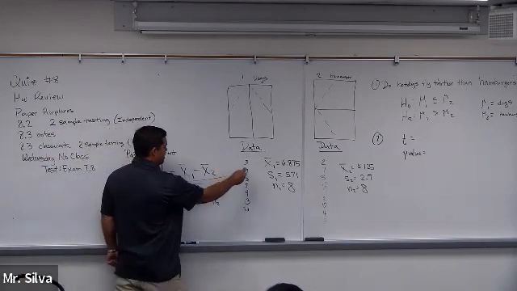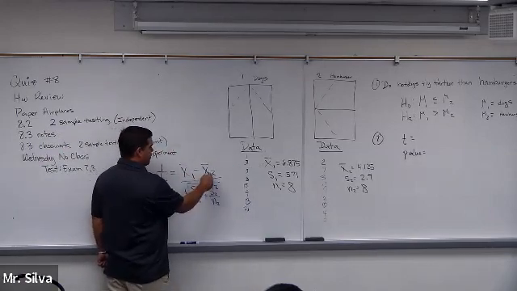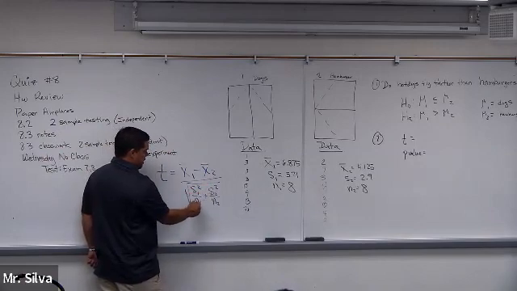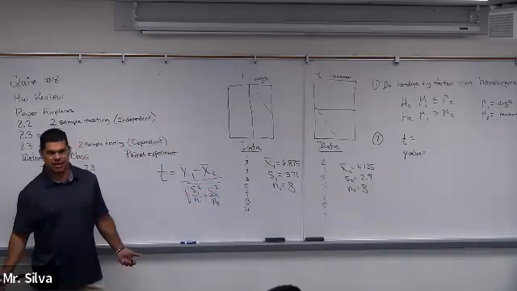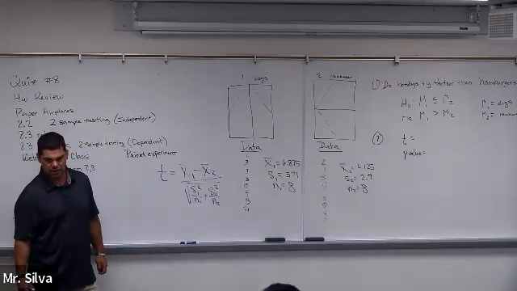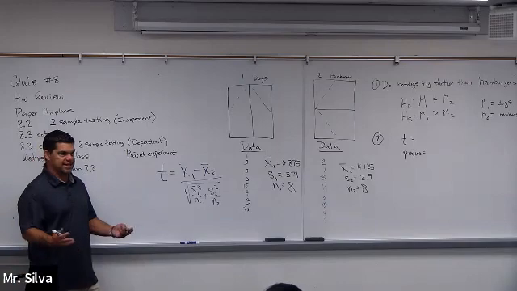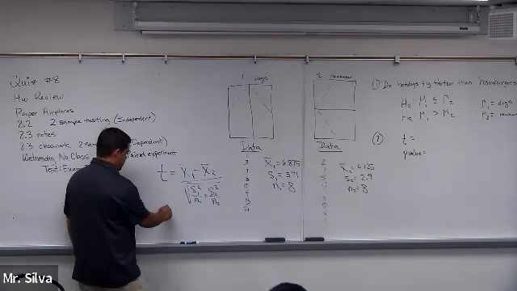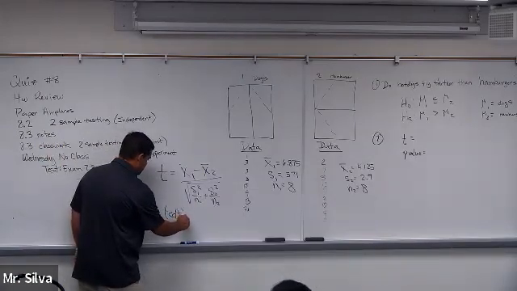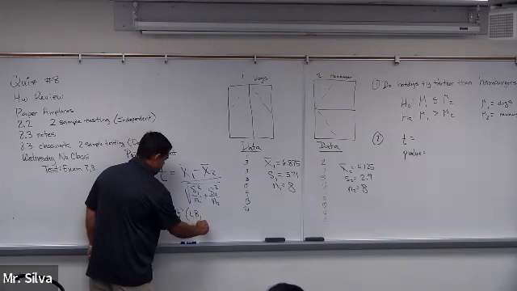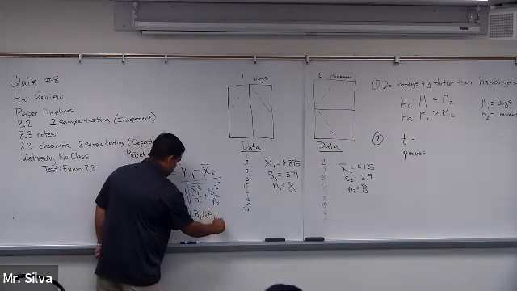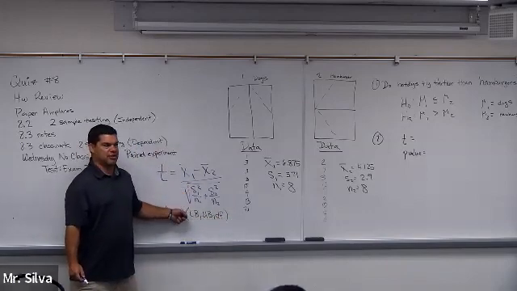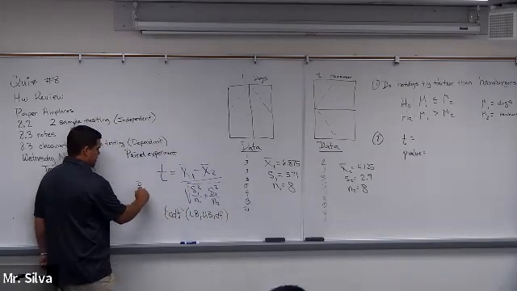X bar 1, 6.875. X bar 2, 4.125. S1, 5.71. S2, 2.9. n1, 8. n2, 8. We have everything we need to get our T statistic. Does that make sense? We can do it by hand and do a TCDF. We need a lower bound, upper bound, and degrees of freedom. Okay, once we get our T statistic, we can do TCDF. This is if you do it by hand.